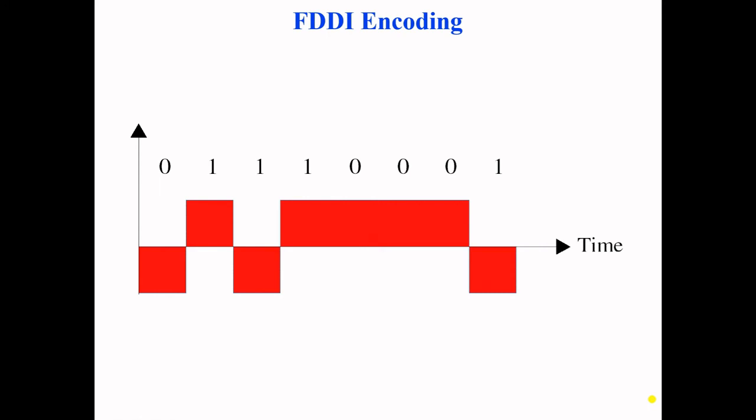FDDI encoding. In every data transmission, some encoding technique is used. Now here is FDDI encoding. Here the data is represented in the form of discrete signals, 0, 1.